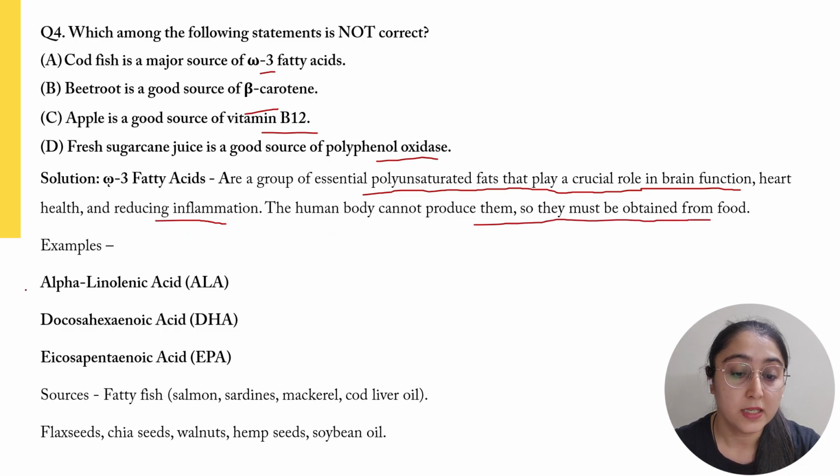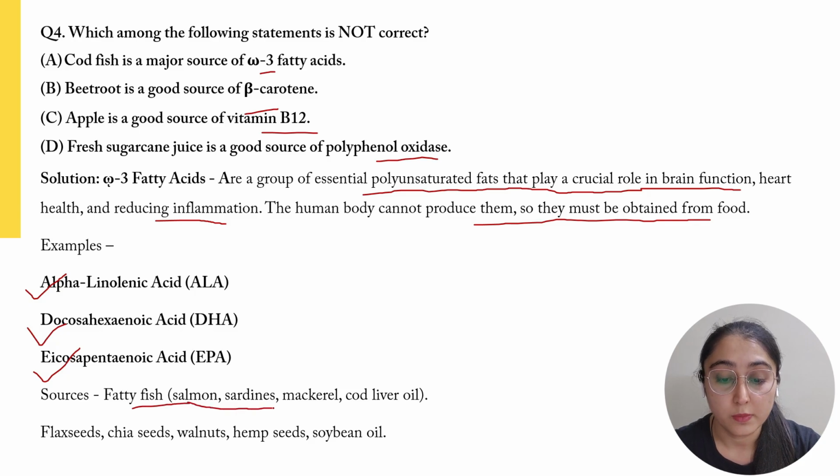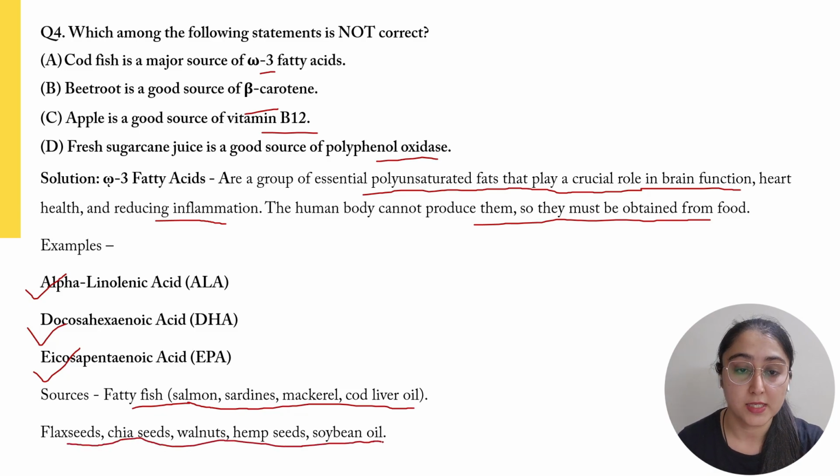And the examples contain alpha-linolenic acid, docosahexaenoic acid or eicosapentaenoic acid. And the main sources are fatty fishes, which include salmon, sardines, mackerel, cod liver oil, and among the vegetarian sources, flaxseed, chia seeds, walnut, hemp seeds, soybean oil are some examples.